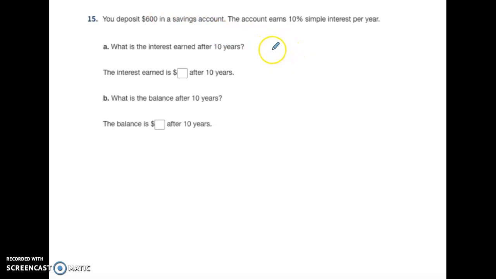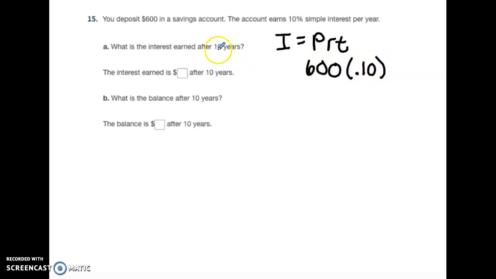All right, and now we're at our simple interest. So we're using I equals PRT. I is the simple interest. P is the loan that you're taking or the money that you're putting into the bank. Rate and time in years. So if we deposit $600, that's our principal, our P. We earn 10%, that's our rate, put it in as a decimal, per year. And we want to know what's the interest after 10 years. So put in the calculator, 600 times 0.10 times 10 is 600.